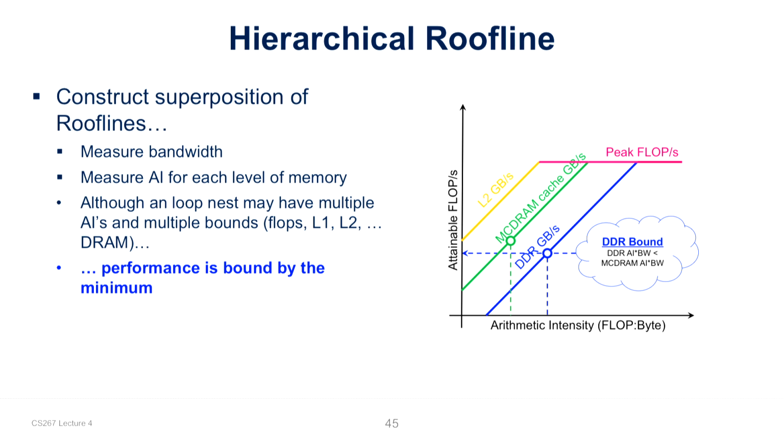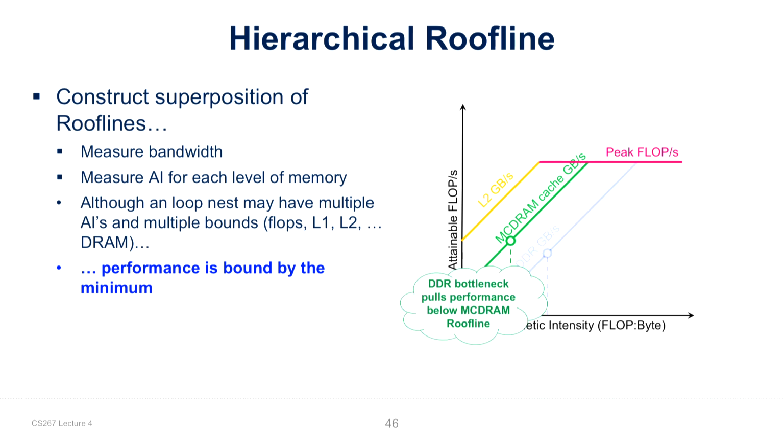So what does that say? Because the bandwidth of the MCDRAM is higher, if you have a lower arithmetic intensity, it still may be enough to saturate that system, and so you'll get a higher attainable performance number there, even for a lower arithmetic intensity. Okay. And so your DDR bottleneck is going to pull the performance down below the MCDRAM level of performance.